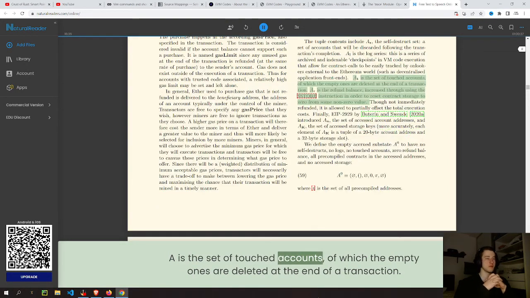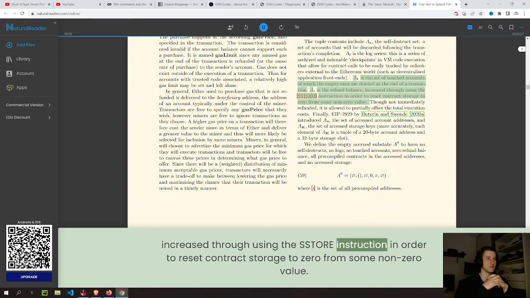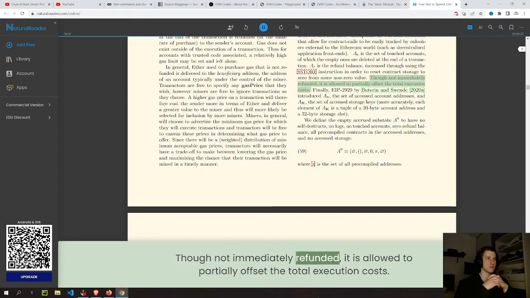A_t is the set of touched accounts, of which the empty ones are deleted at the end of a transaction. A_r is the refund balance, increased through using the store instruction in order to reset contract storage to 0 from some non-zero value. Though not immediately refunded, it is allowed to partially offset the total execution costs.